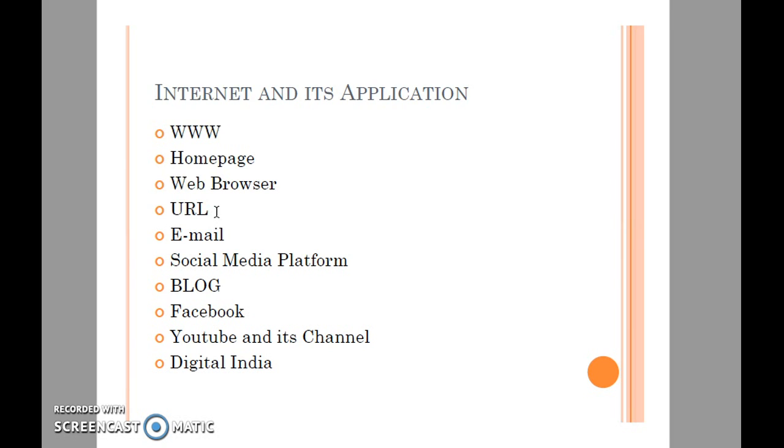Everybody knows what email is. It is electronic mail. It is the most widely used internet-based communication tool. Email is the communication system with the help of which we can send and receive messages through the internet. Then social media platforms, for example WhatsApp, Facebook, Twitter, etc. These are the social media platforms.